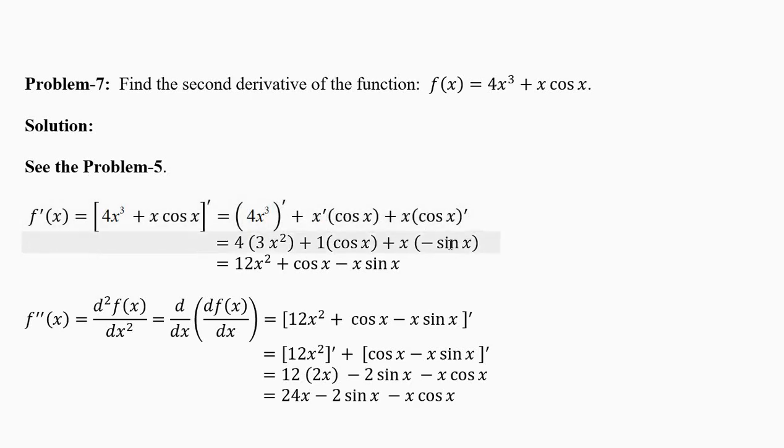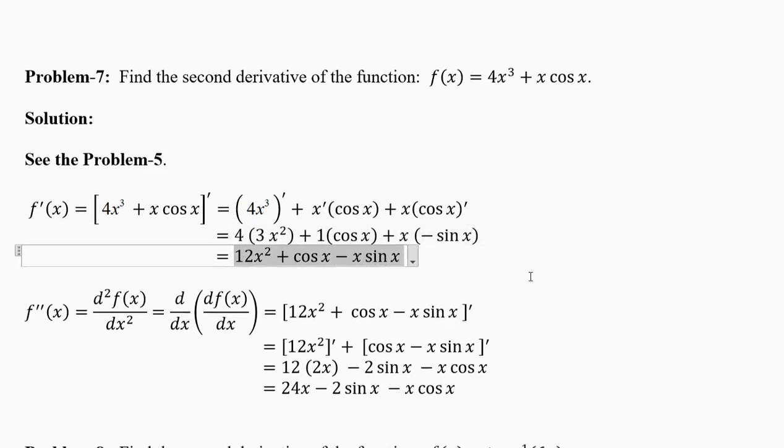Derivative of cosine is minus sine. We have put a bracket here. Derivative of x is 1. Derivative of 4x cube is 3x square, and the 4 is outside. We'll get 12x square plus cos x minus x sin x. So this is your first derivative over here.